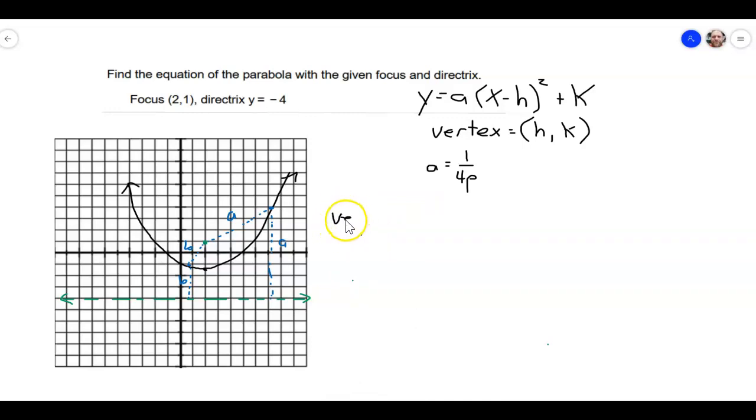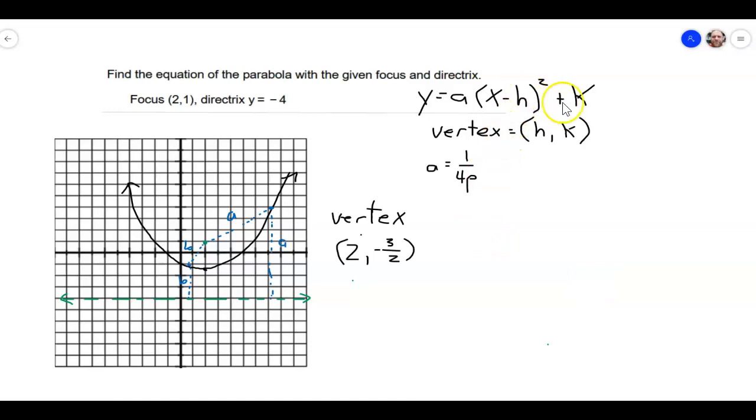So vertex. It's going to have the same x value as our focus. So our focus is at 2. It's just going straight down. So we're going to have the same x value. But the y value, right? The y value, we already figured that out. We said it's halfway between the y value of our focus and the y value of our directrix. So we just took those two y values, added them together, divided by 2, and you get -3/2. -3 over 2. So that is our vertex right there.